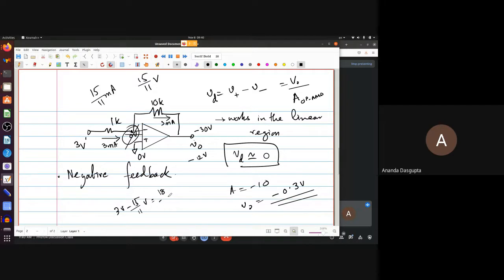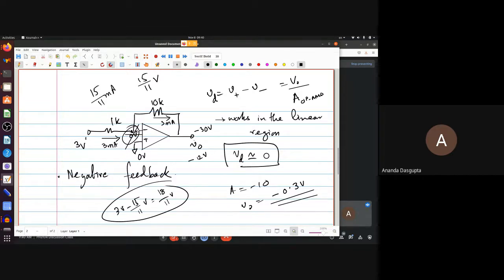That's 18 by 11 volts. So that's the voltage at V minus, which of course is nowhere close to V plus, which is 0. V plus of course has to be at 0. It's actually grounded. So V minus is 18 over 11 volts, very different from 0. VD is huge compared to what it needs to be in the linear region. So this is not in the linear region, and VD is negative, so you get minus 12 volts.